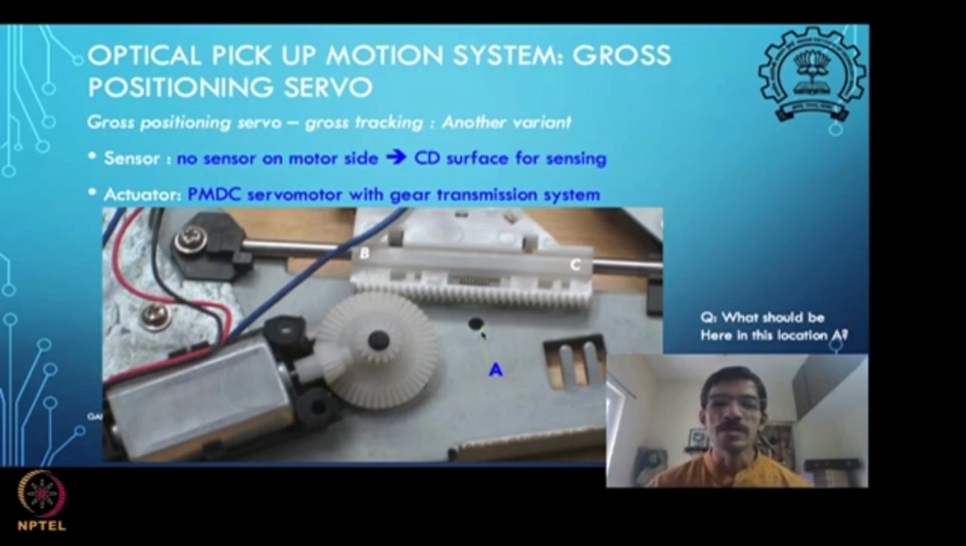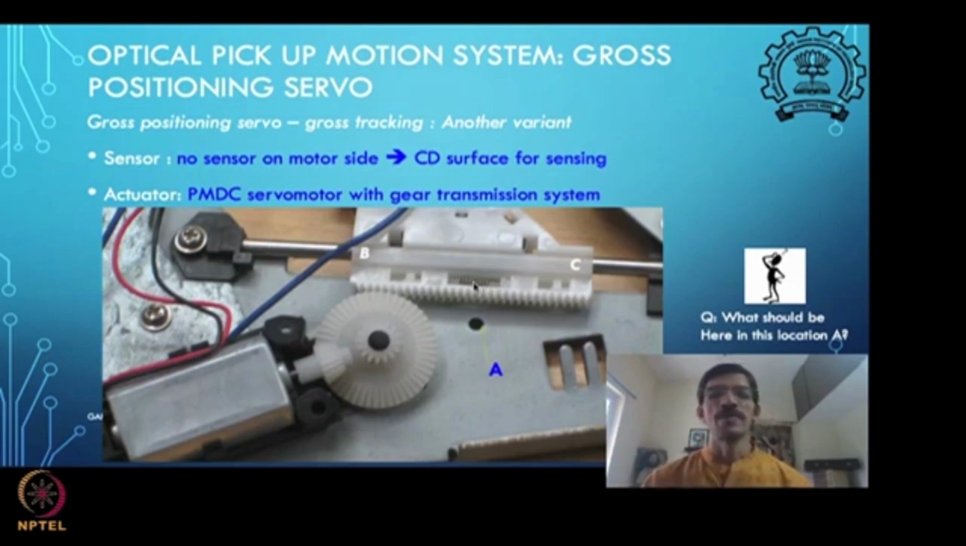Think what is missing in this location A. Okay, so think about that. What is missing? I have removed something from there. Think about what it should have been, so that the motion from the bevel gear is transmitted to this rack here.